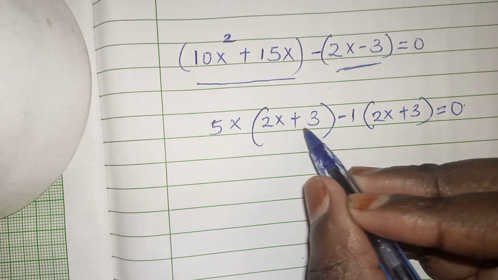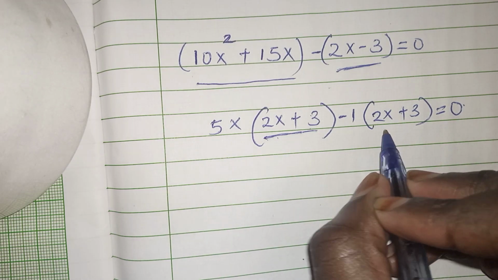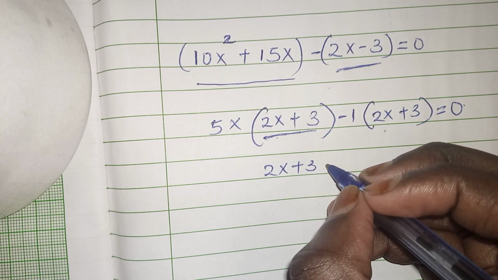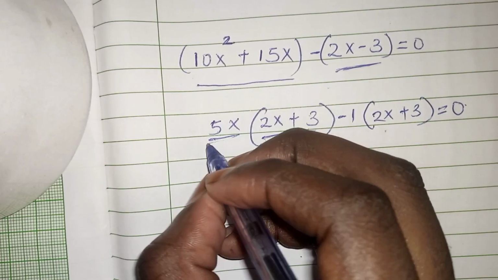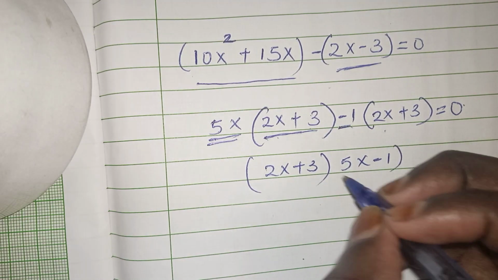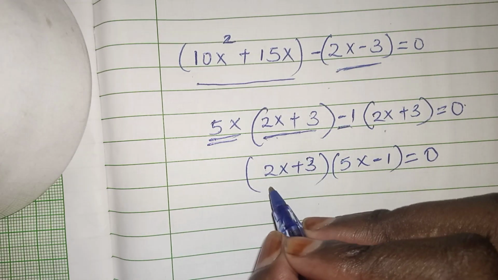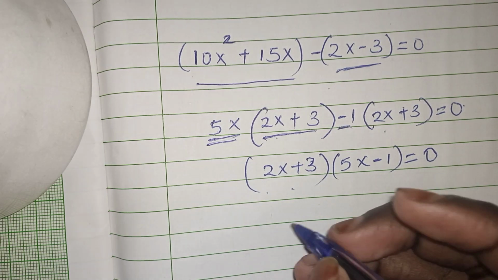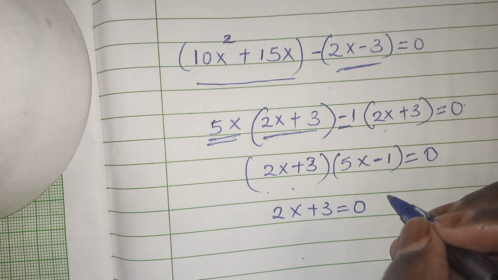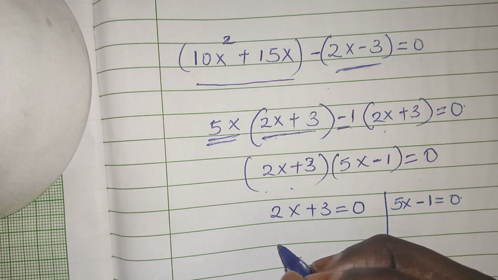So we have 2x plus 3, this term here, which is common. It's common on this side and common on this side, so we shall pick 1 of 2x plus 3, and pick the ones that are left outside: 5x minus 1. All this equals 0. So we have 2 terms, and we are going to equate each with 0. 2x plus 3 equals 0. And on this side, 5x minus 1 equals 0.